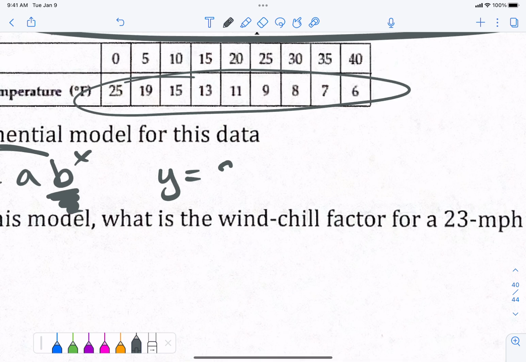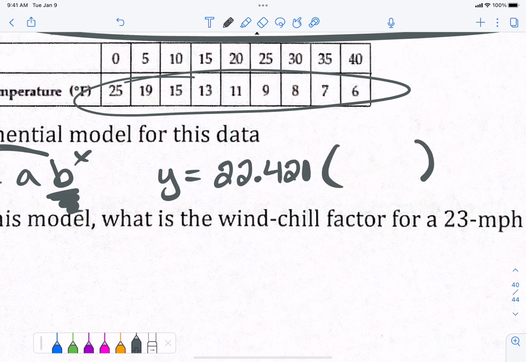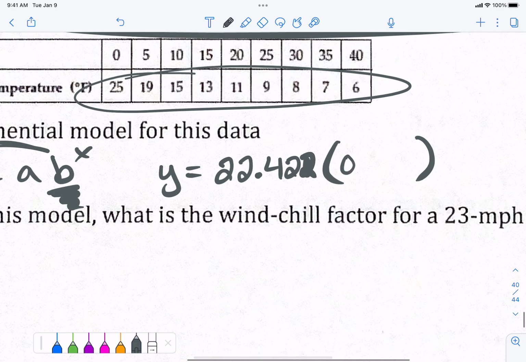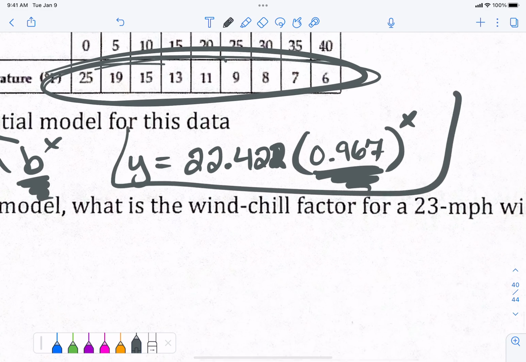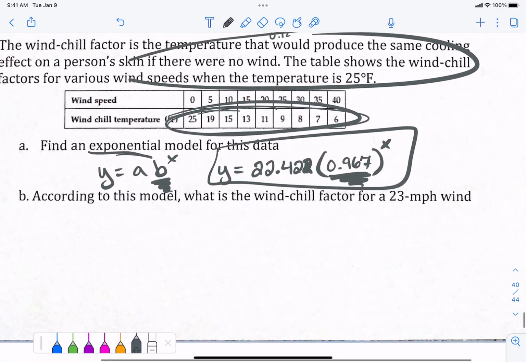Wow. 42.2. Whoa, what? Wait, what did you get? Chase got 22 point something. 421? Yeah. Okay. And then what's b? 0.967. To the x power. Yes. Okay, and this is a decay, right? Because that's less than 1 as it's going down. Like you see that, it's going down. So here's your function. It says, according to this model, what will the wind chill factor be for 23 miles per hour? Now, 23, is that x or y?